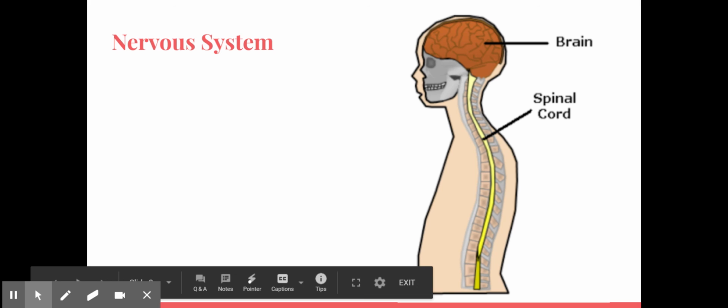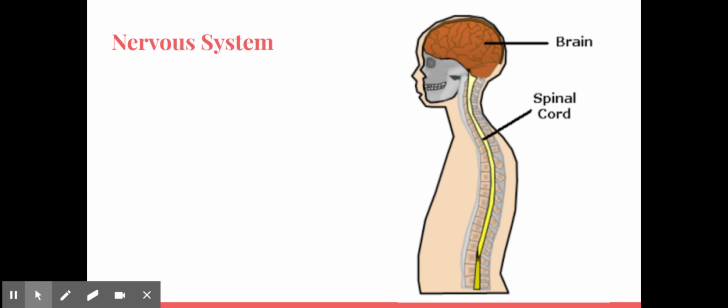Lastly, we have the nervous system. The nervous system is made up of your brain and the spinal cord. You could also put nerve cells in there too if you wanted to. But that controls all of your nerves and allows your body to respond to the environment around it.